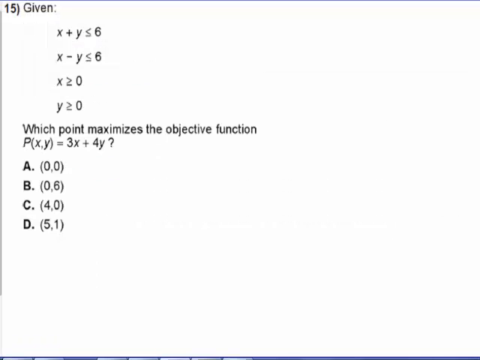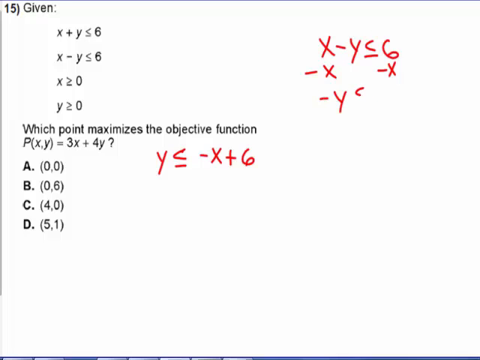Okay, so this one's just like the last problem. We want to get everything solved for y so we can easily graph it. So we'd want to subtract x from both sides of that first one, and we'd have y is less than or equal to negative x plus 6. And then on the second one, we would want to subtract x from both sides, and then we would need to multiply everything by a negative 1. So we end up with y is greater than or equal to x minus 6.